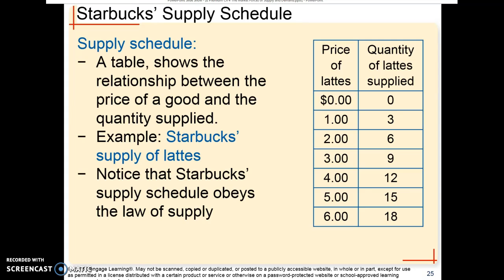So consider a supply schedule for Starbucks lattes. Notice that Starbucks' supply schedule obeys the law of supply. As the price of lattes goes up, Starbucks is willing to supply more of the latte. They're able to get a higher price, so they want to sell more of those.